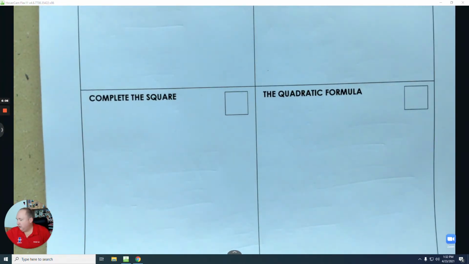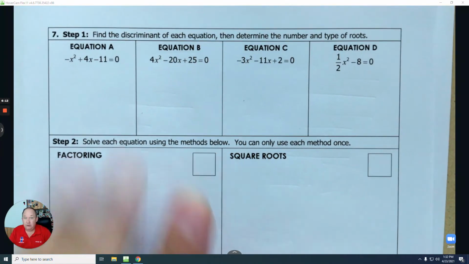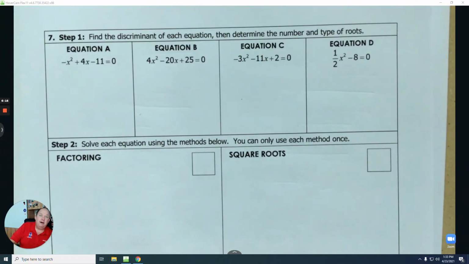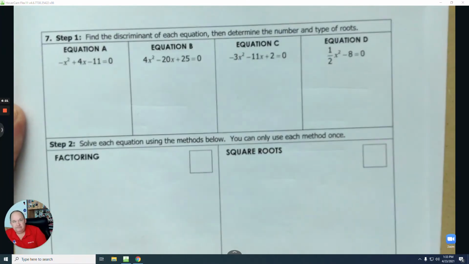The second half of your homework. Each equation you're going to solve and you're going to pick which one's best. So the best would be if you press pause, look at each one, and then decide which one you're going to use.